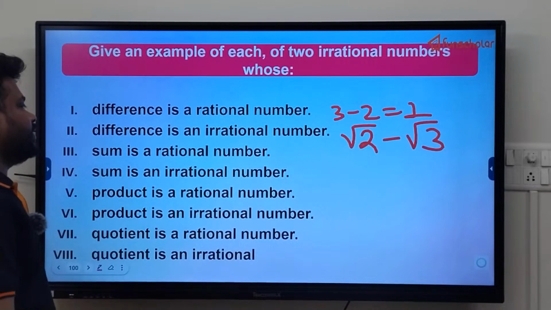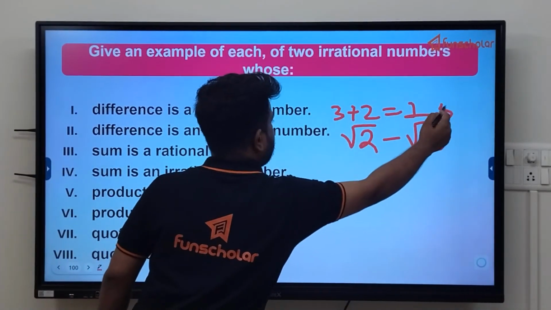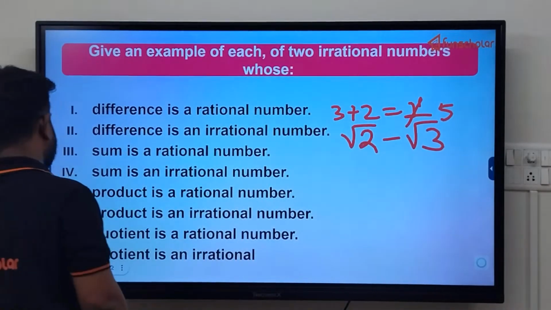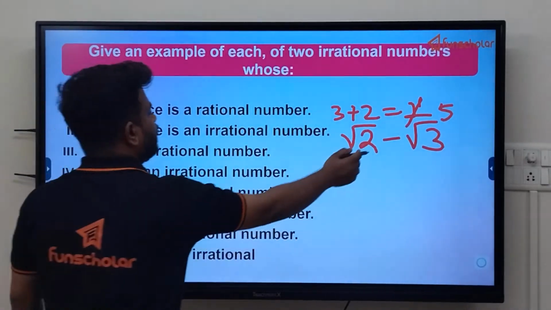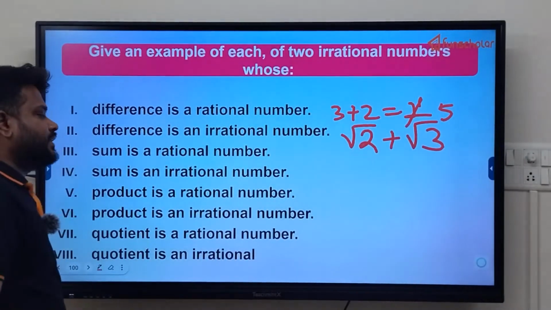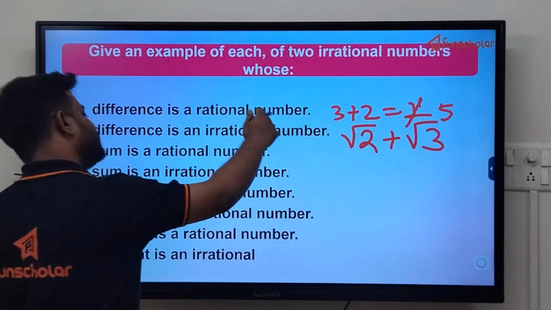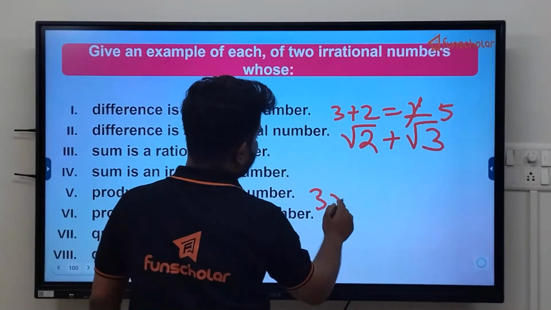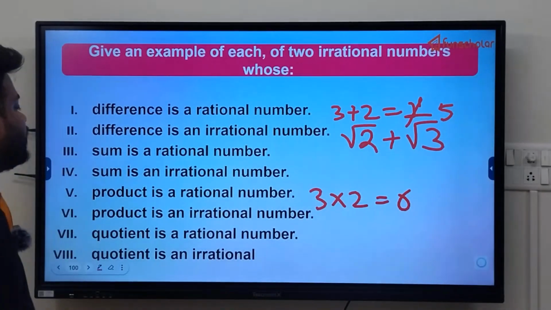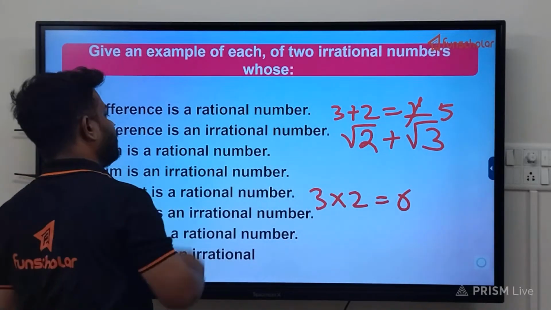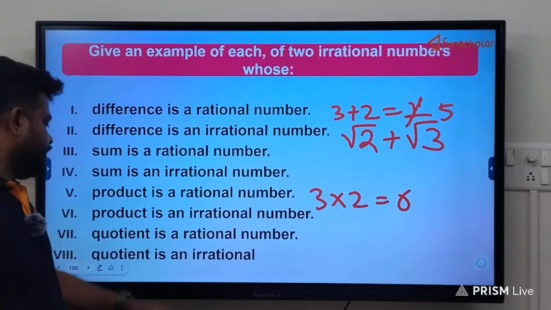Sum is a rational number. The same example can be given here, and for sum is an irrational number, this will also be the same example. Product is a rational number. This will also be the same, like 3 into 2 gives us 6, so the product is a rational number. Product is an irrational number, just like this one: root 2 into root 3 will give us root 6, which is an irrational number.